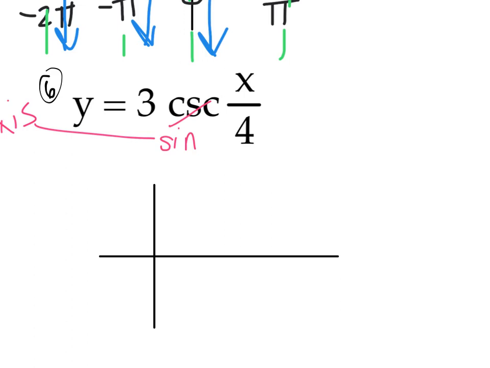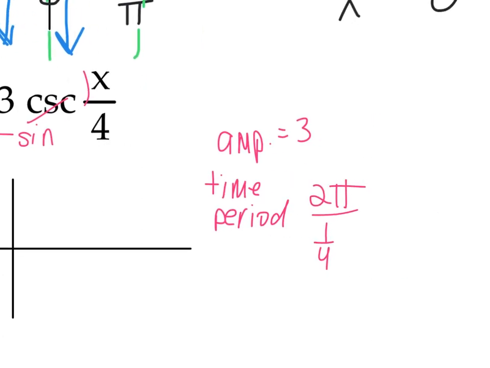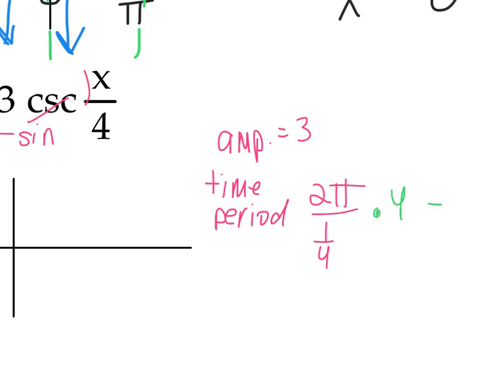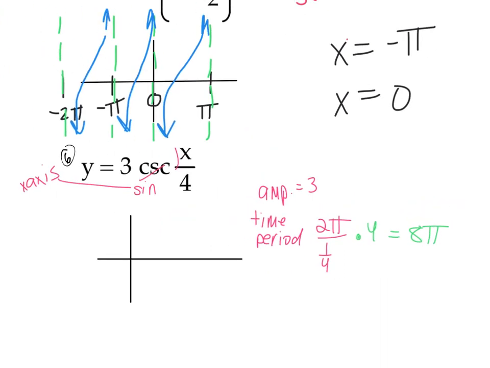What's the amplitude? 3. Good. That means the highest my graph is going to get is? The lowest it's going to get is? Good. If I'm looking for the time period, how do you find the time period? 2 pi divided by 1/4. Why are you saying 1/4? I agree, but where did you get the 1/4? There's a 1 in front of that x that you don't see. So if I divide by 1/4, I'm really multiplying by 4. So my time period is 8 pi.